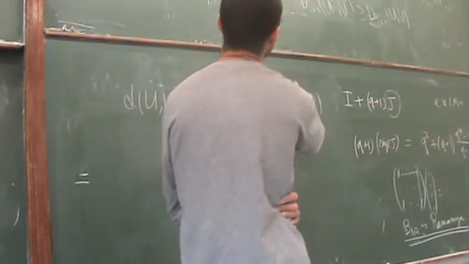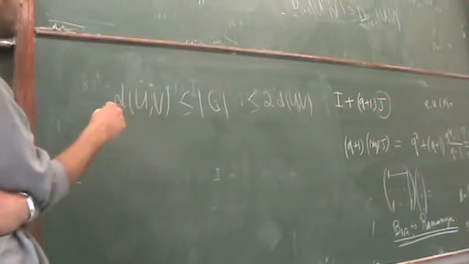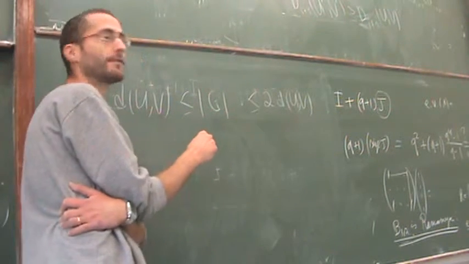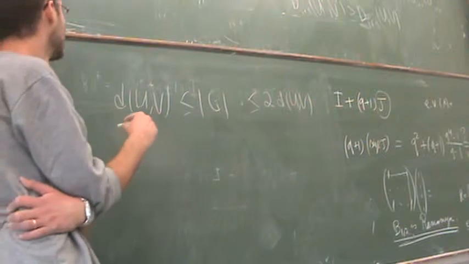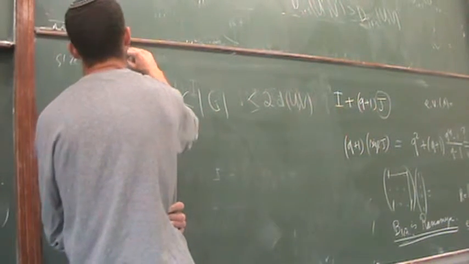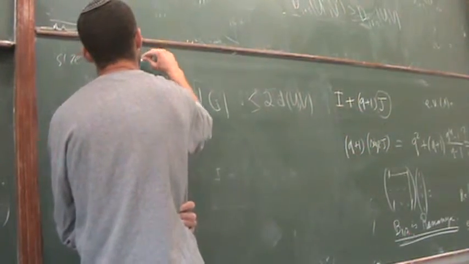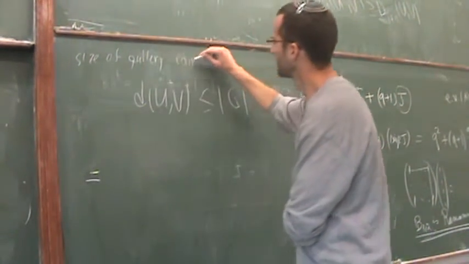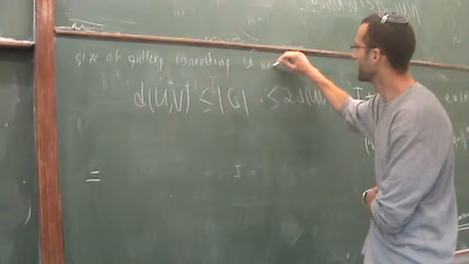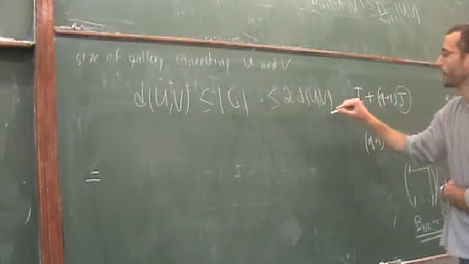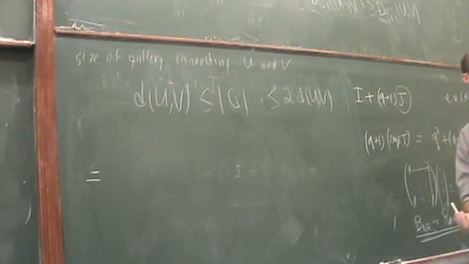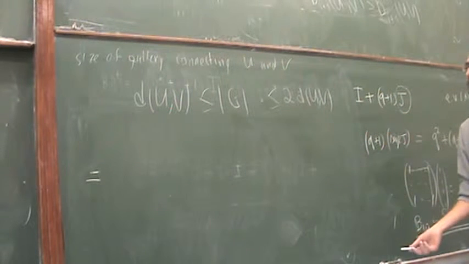Twice this. What is it, d(U,V) is at most, what is in the middle? G? G is the size of the gallery. Ah, size of the gallery, meaning the number of chambers. And at most twice what we call d(U,V). Okay, where this part follows from this algorithm. Right. We add two chambers and we go down by one. And the other side is sort of.